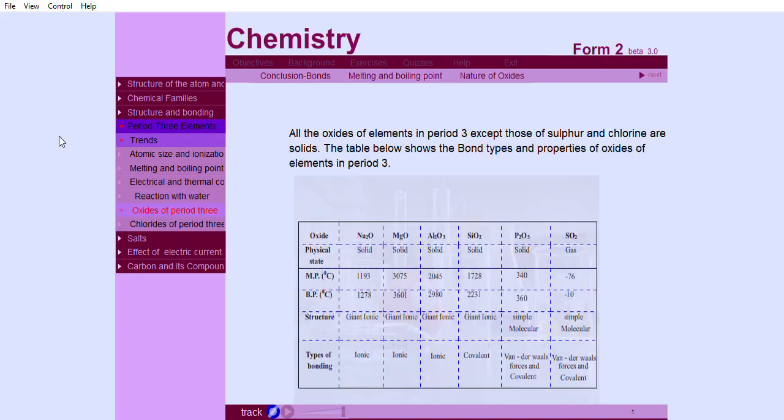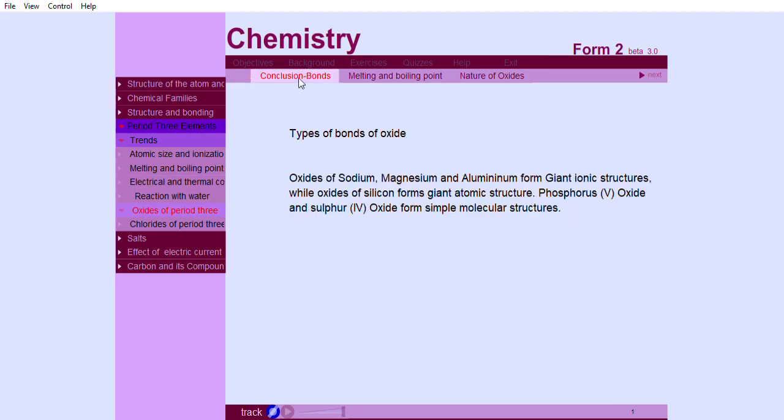All the oxides of elements in period 3 except those of sulfur and chlorine are solids. The table below shows the bond types and properties of oxides of elements in period 3. Types of bonds of oxide. Oxides of sodium, magnesium, and aluminium form giant ionic structures, while oxide of silicon forms giant atomic structure. Phosphorus(V) oxide and sulfur(IV) oxide form simple molecular structures.